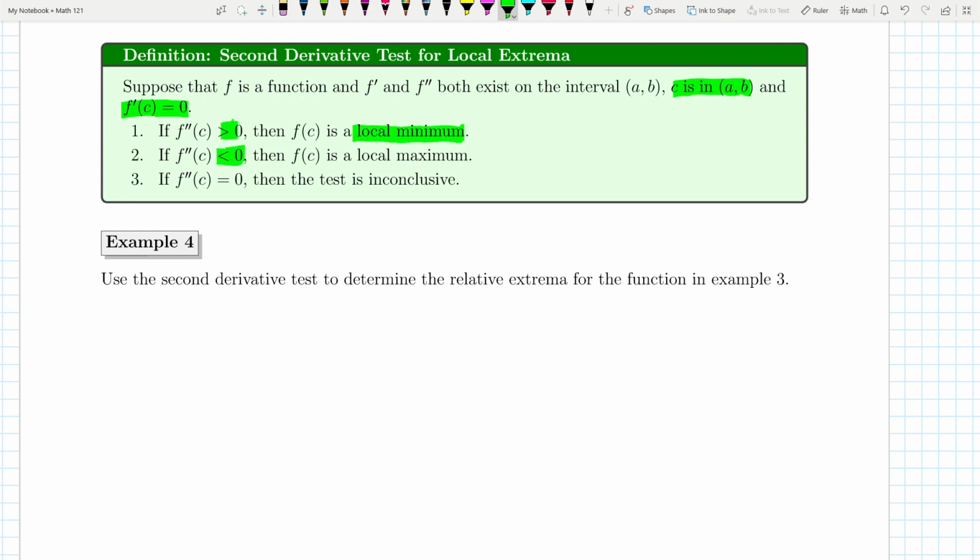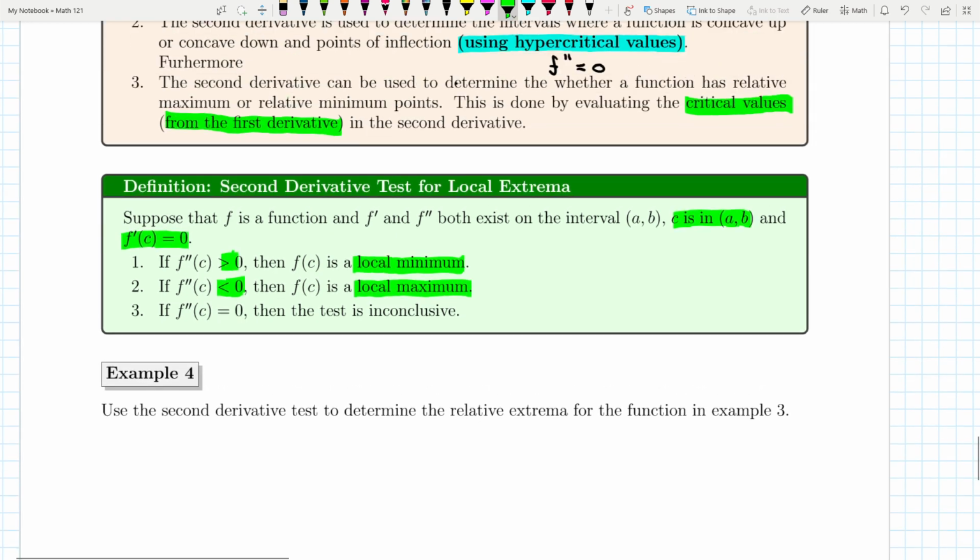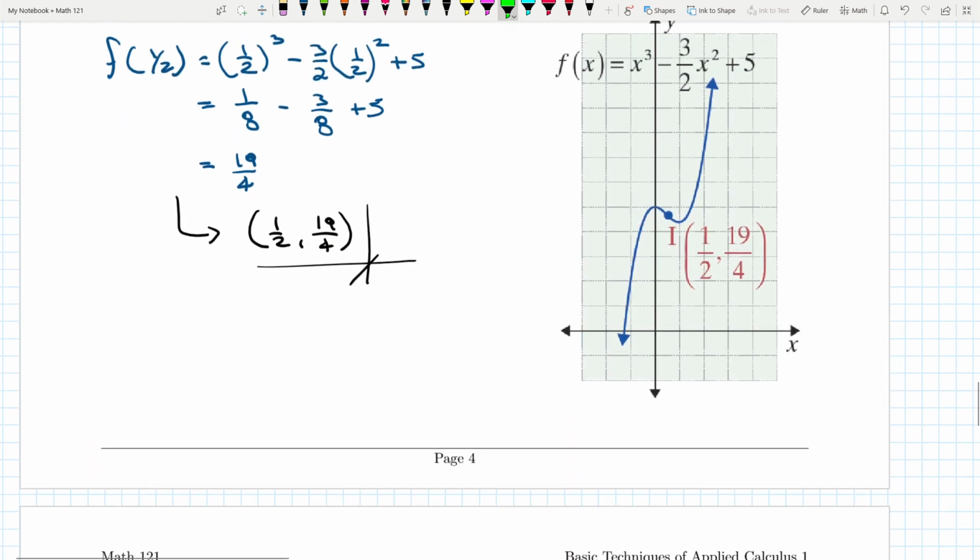Otherwise, if the critical value evaluated at the second derivative is a negative value, then we are going to have a maximum. These are reversed, and I will explain why in a second. On the third case, if the second derivative gives a 0, then the test is inconclusive. Let's go back to the graph.